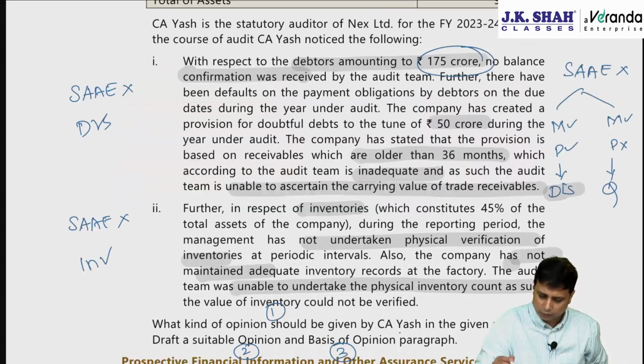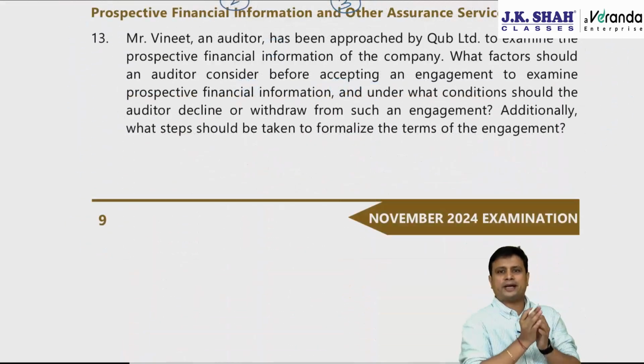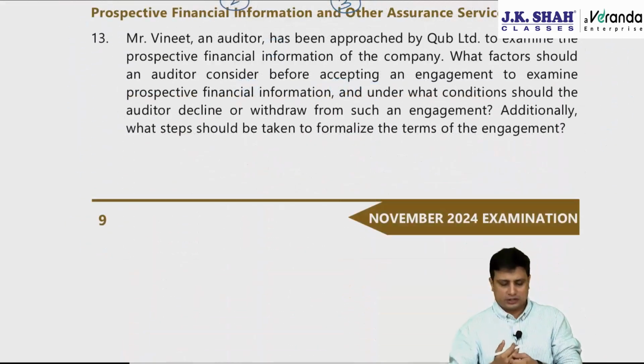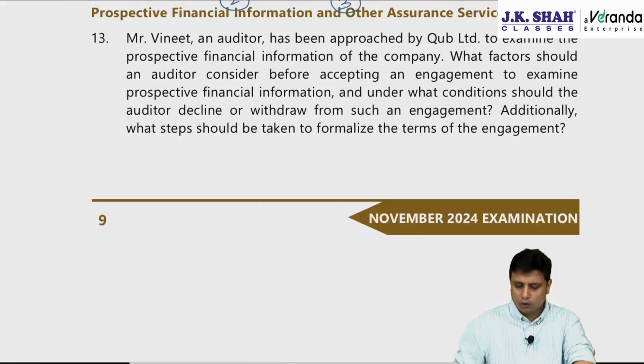So this was which opinion will you give? How will you write an opinion para and basis for opinion para? Now, prospective financial information and other assurance services. So now Mr. Vineet, an auditor, has been approached by Cube Limited to examine the prospective financial information of the company.